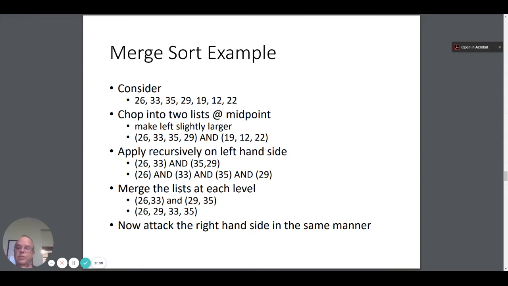Then we take 26 and 33, break it down. Hey, I can sort 26, I can sort 33. And on the right, I break it down into 35 and 29. And then we merge the lists at each level. So on the left-hand side, we get 26 and 33, and on the right, we get 29 followed by 35. Then we merge those back up, 26 followed by 29, followed by 33, followed by 35. Then we would attack the right-hand side in a similar manner.